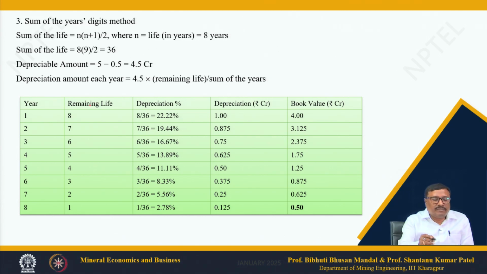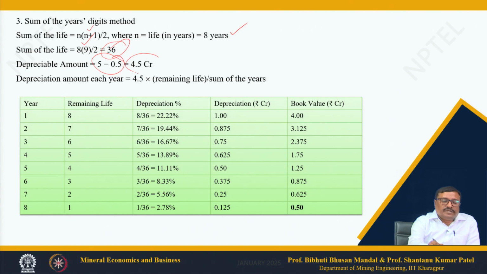For example, the sum of the life is n into n plus 1 by 2, where n equals the life in years, 8 years. The sum of the life is 8 into 9 by 2, so the sum of the years digit is 36. The depreciable amount is 5 minus 0.5, which is 4.5 crore. So, the depreciation amount each year will be 4.5 crores into remaining life divided by sum of the years.